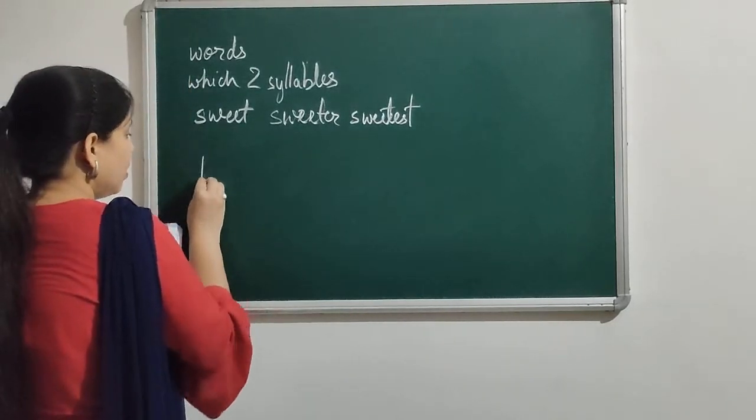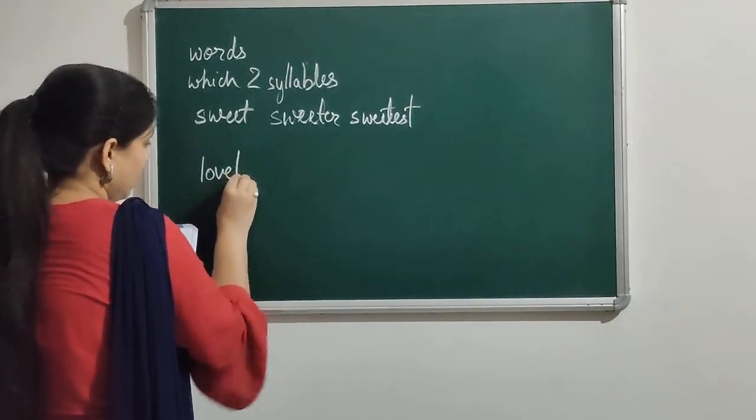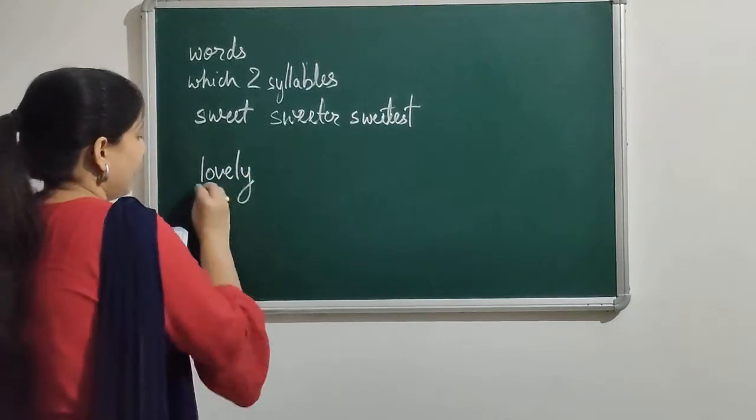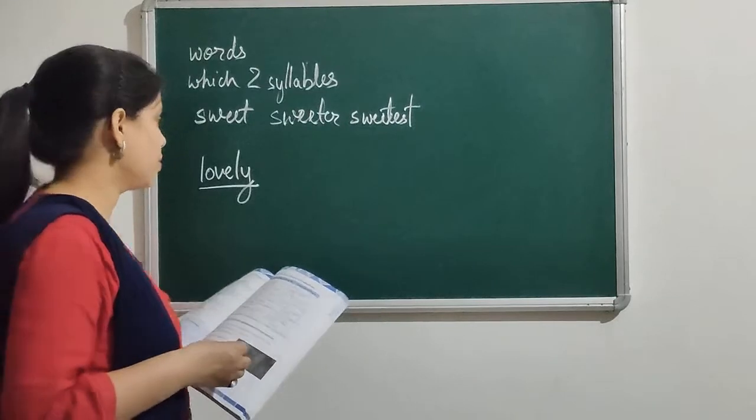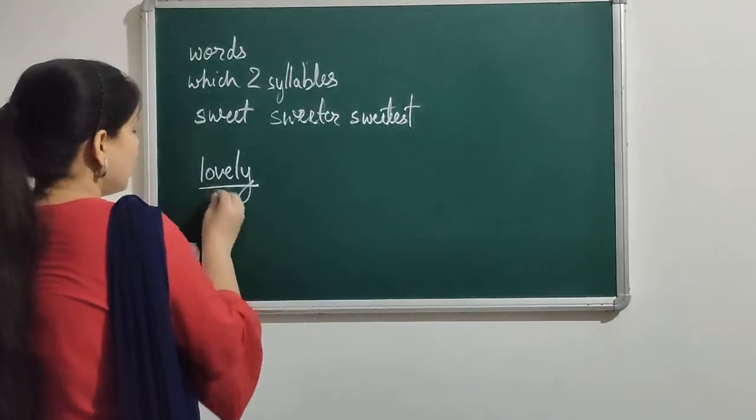For example, the word lovely. Lovely is the positive degree. If we want to form the comparative degree of this word, it has got two syllables.